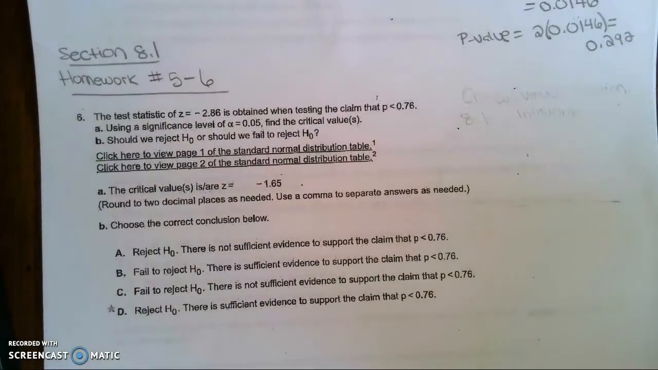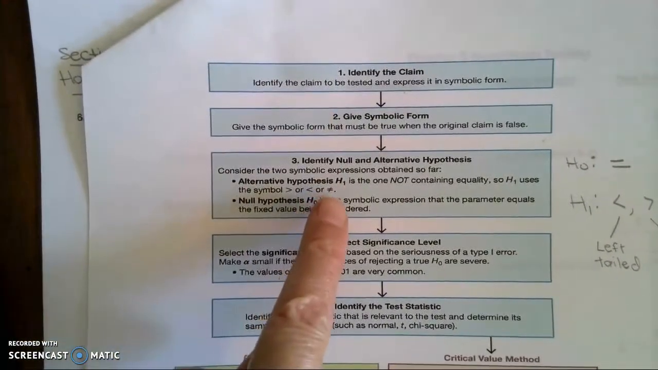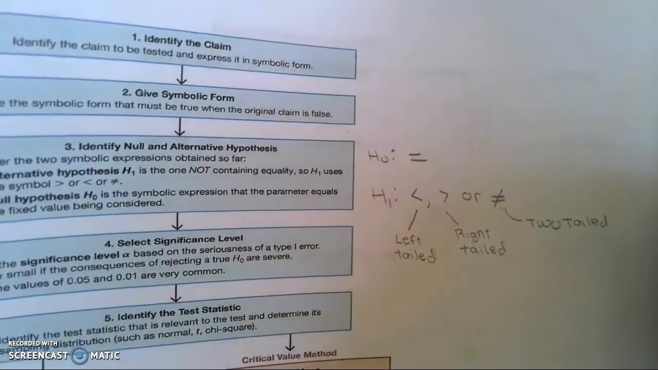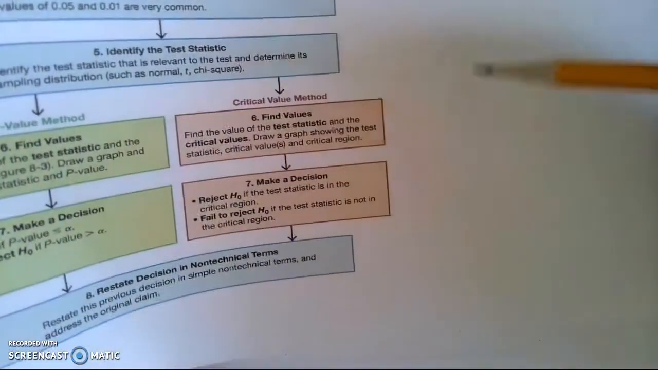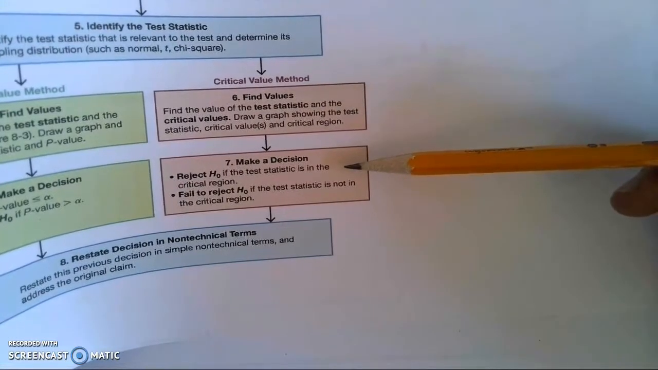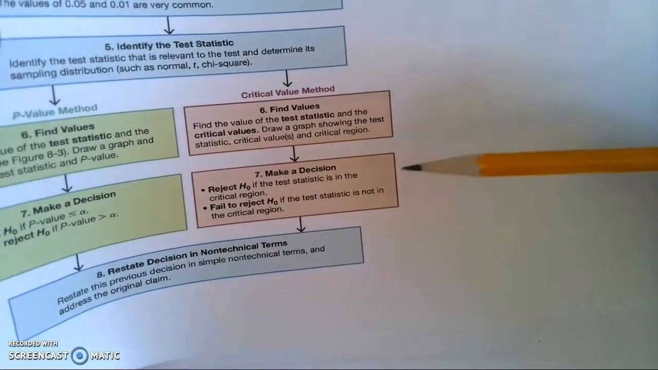Going back to this problem, we're going to go through the first three steps. I've covered the first three steps in a couple of different videos. We'll go through them, and then we'll decide whether it's left-tailed, right-tailed, or two-tailed. Then we'll jump down to where we find the critical value and make our decision. So we're not doing the middle part, just the first three steps and then step 6 and step 7, using the critical value method.